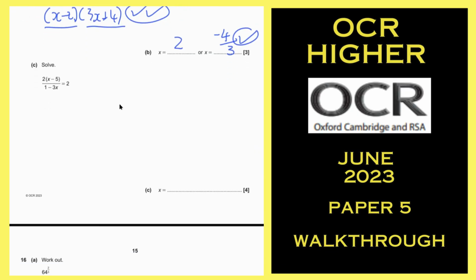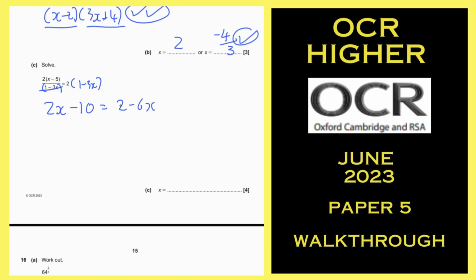Number C, nearly said it. Right, left-hand side, I'm going to expand the brackets on the numerator. 2 times x, 2 times negative 5. Denominator-wise, I'm going to multiply both sides by 1 minus 3x. So on the right-hand side, I'm going to skip a stage. I'm going to also expand the brackets.